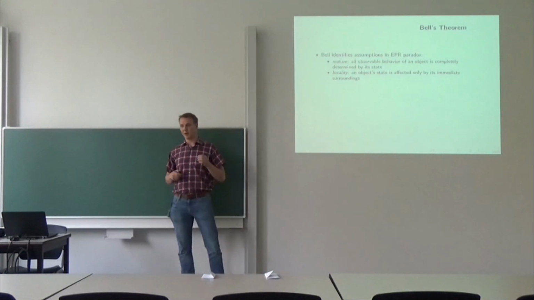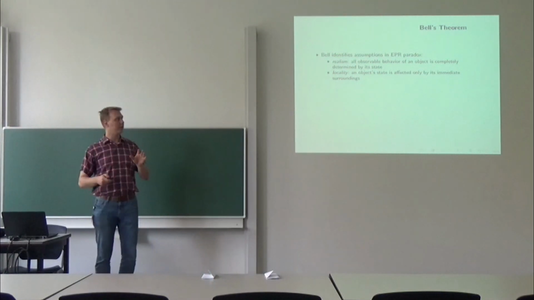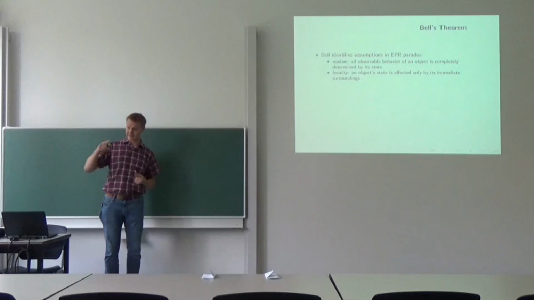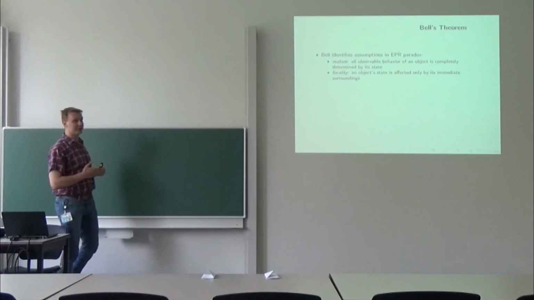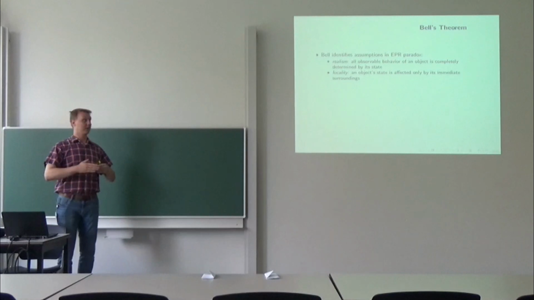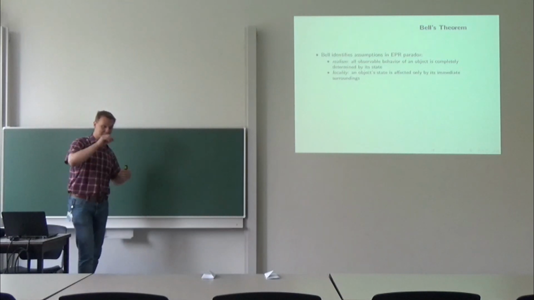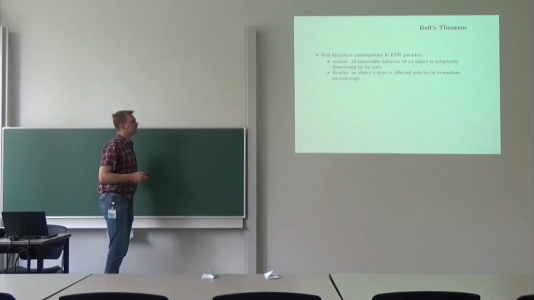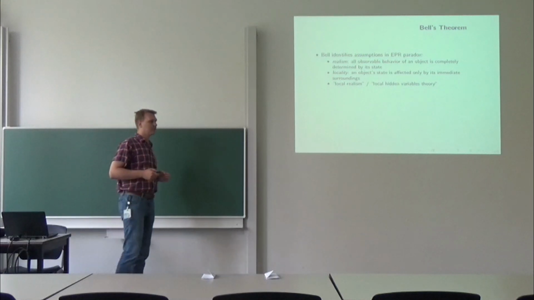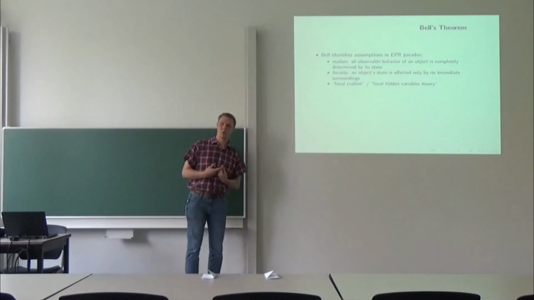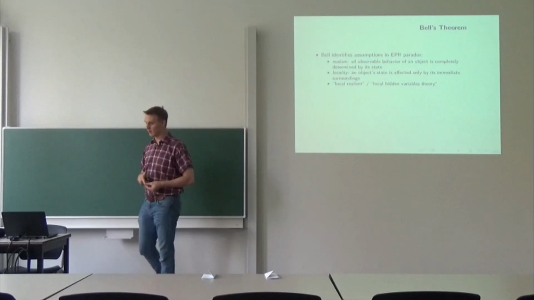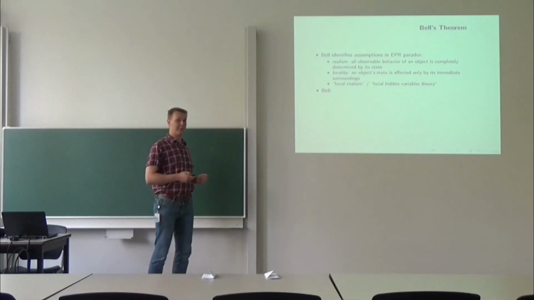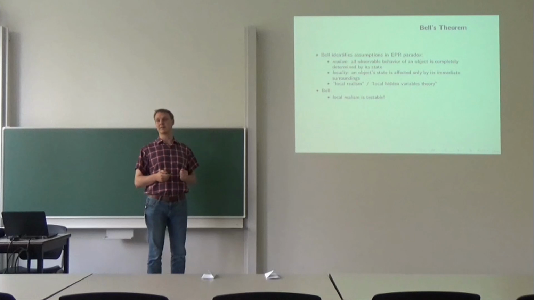which states that an object's state is affected only by its immediate environment, which I guess means in space and in time. There can be no transmission of causation that doesn't travel through space and that doesn't travel through time. All right. So putting these two things together is what gives us local realism, also sometimes called local hidden variables theory. And Bell said we can test this theory.